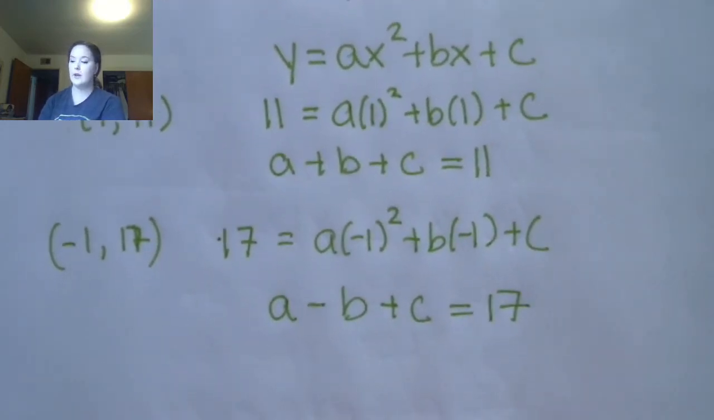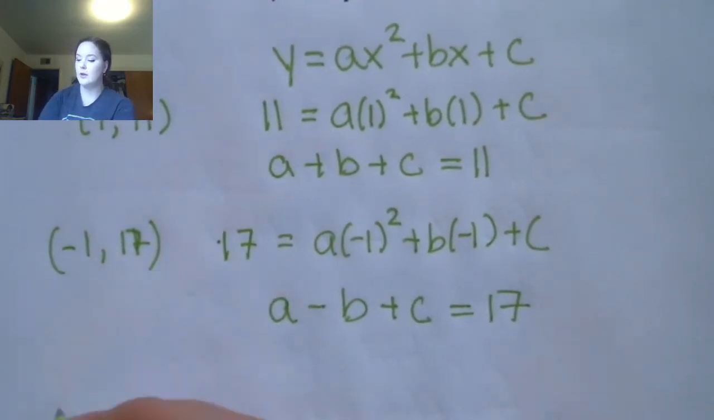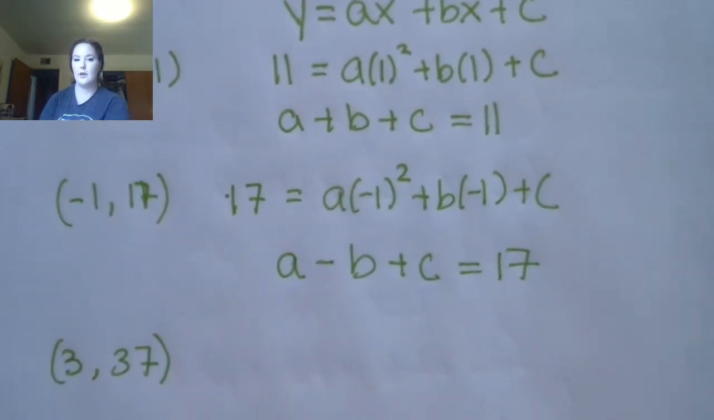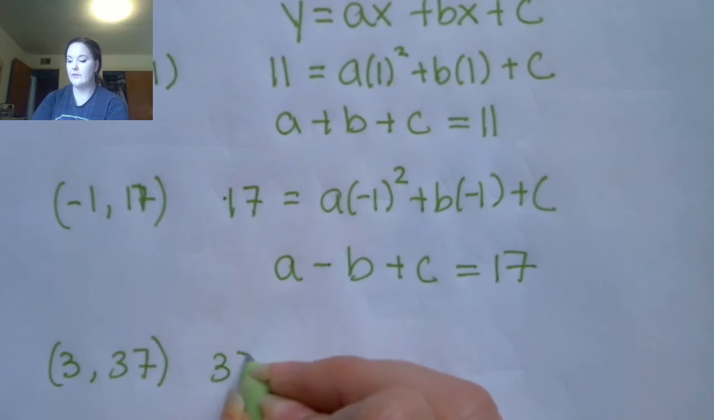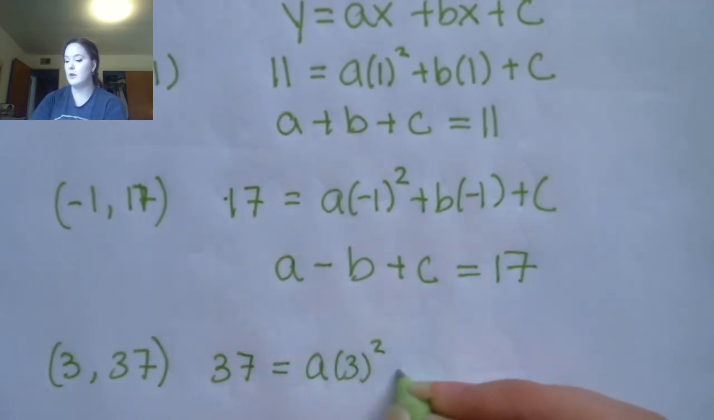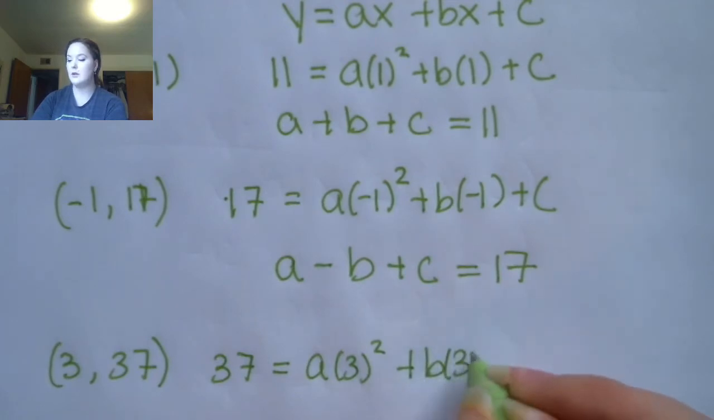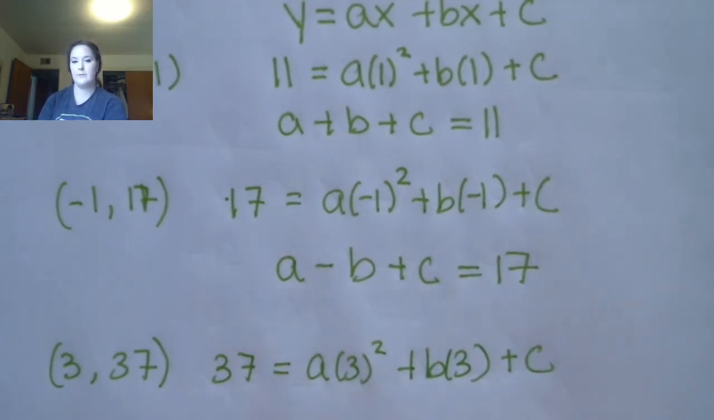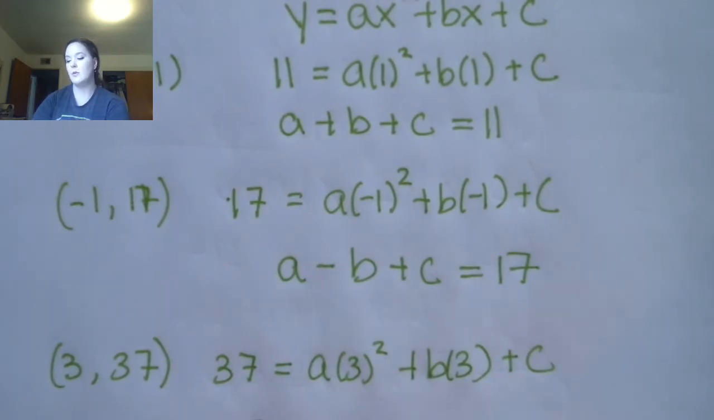Then I'm going to plug in my last point, which is 3, 37. So I have 37 equals a times 3 squared plus b times 3 plus c. I'm going to write this in that form again. 3 squared is 9, so I get 9a plus 3b plus c equals 37.